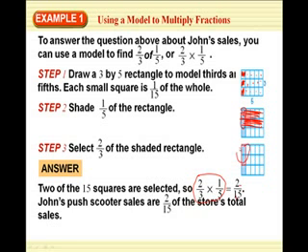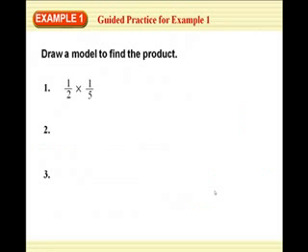And we showed it with the model up here, but you don't have to do this every time. You just follow the rule. Top times top, bottom times bottom, or technically numerator times numerator, denominator times denominator. I'm not going to make you draw a model on these. Let's just multiply them. Okay, so here we go. 1 times 1 is 1. 2 times 5 is 10. 1/10.